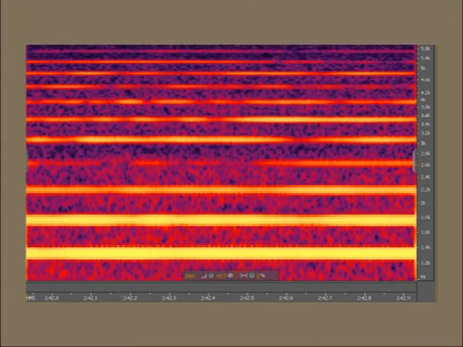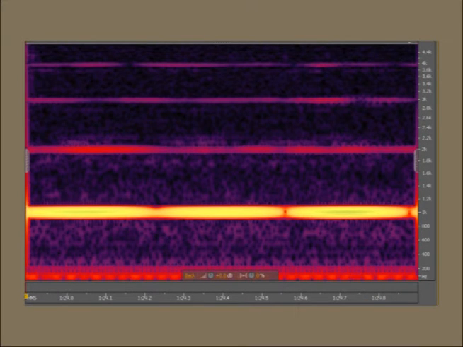Now let's take a more complex sound. Here is an oboe playing the second A above middle C. And here is a spectrograph of that sound. Note the much stronger overtones compared to the resonating wine glass.